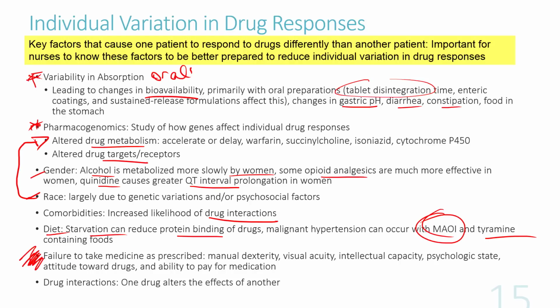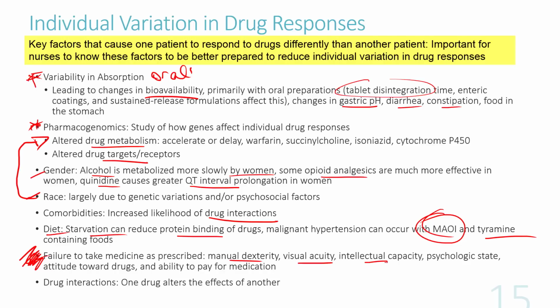This is very, very important. Failure to take medication as prescribed, and sometimes it's unintentional, right? So manual dexterity, so the ability to open a bottle. The child-proof bottles also can be very hard for older adults to open up, right? The ability to read small print, right? If you can't tell the difference between a 1 and a 7, that might cause problems when you're supposed to be taking 1 pill and the person takes 7, right?